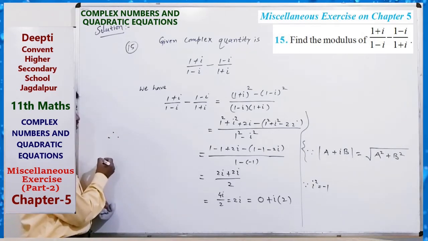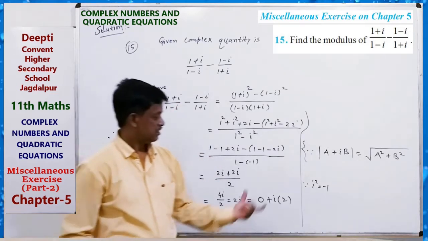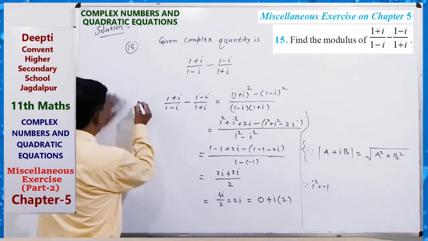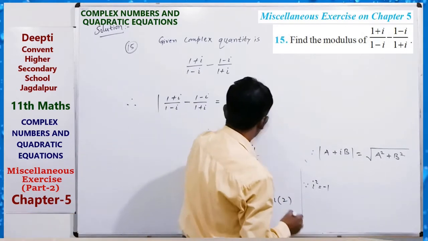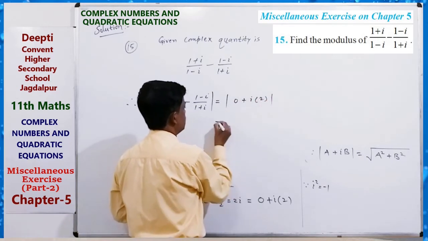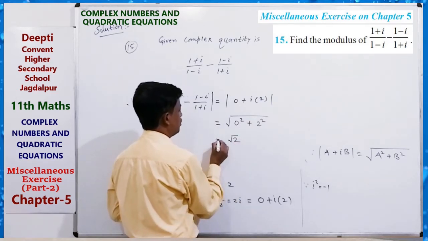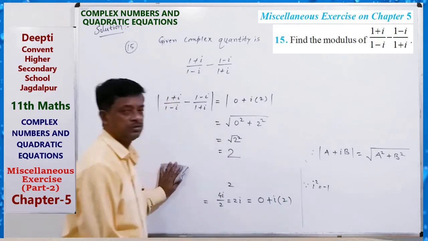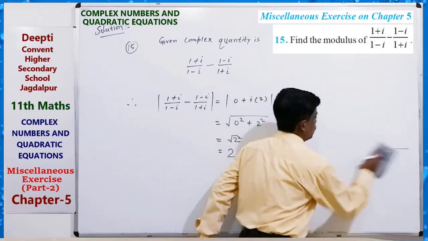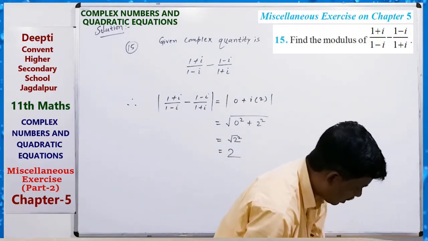Therefore, its modulus is the modulus of 0 plus 2i, which equals the square root of 0 squared plus 2 squared, so the modulus is 2. Okay. So this is the modulus, and the answer is 2. Very simple question.